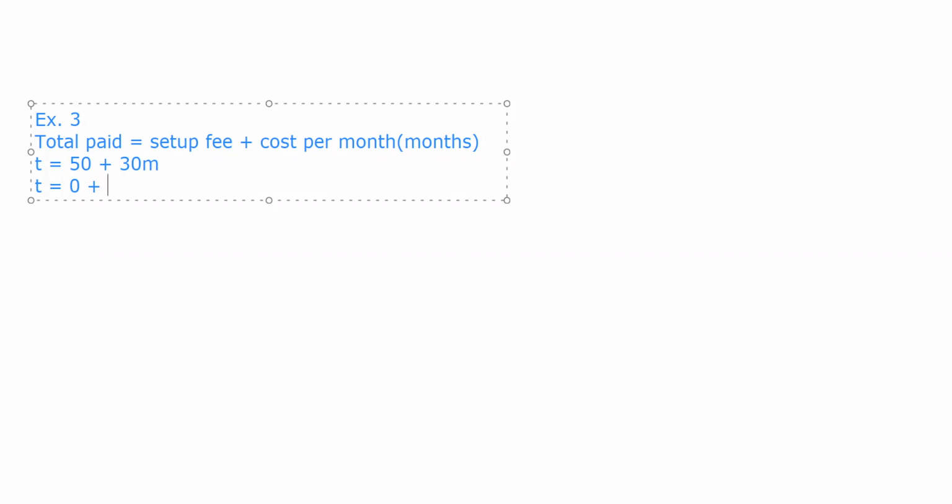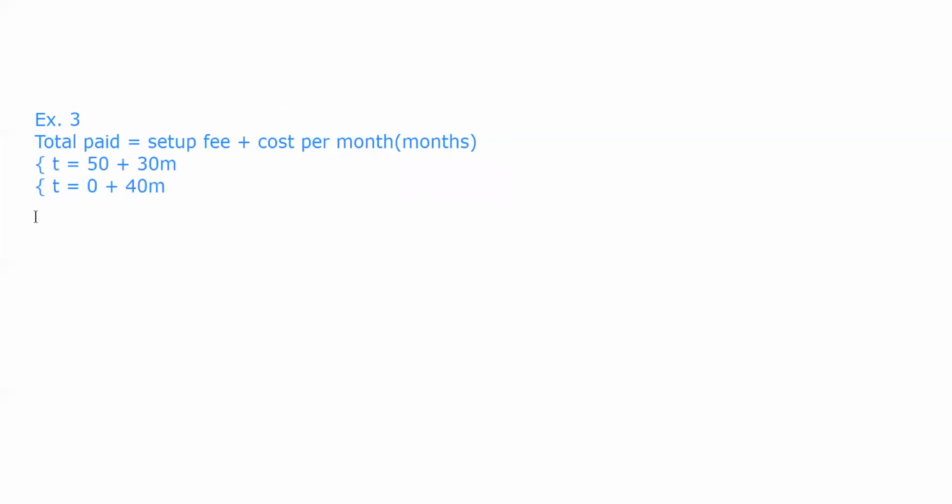And in the other case we have $40 in m, that is the number of months that we don't know. So what we can have in here, we have the system of equations. This is the first one and this is the other one, okay? So we can start solving this.